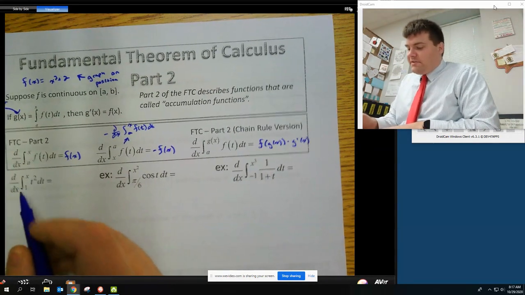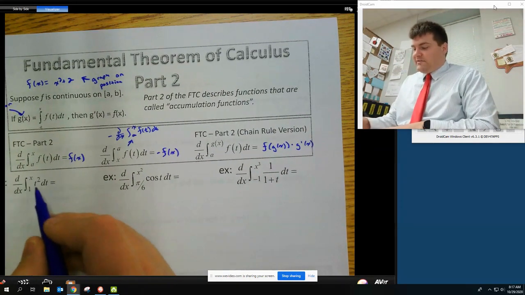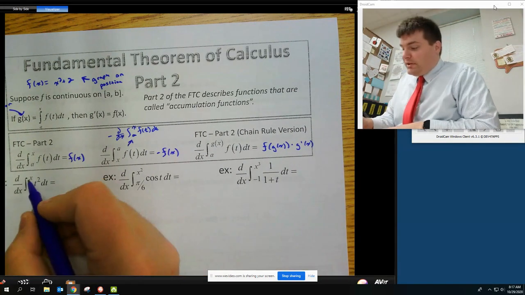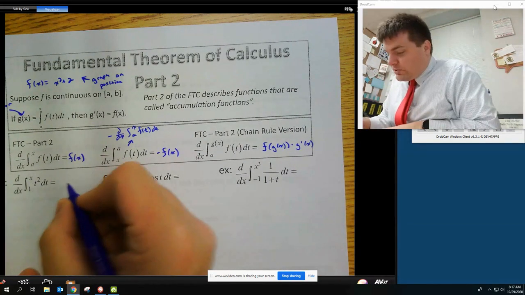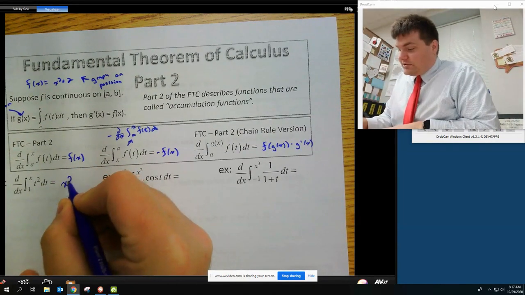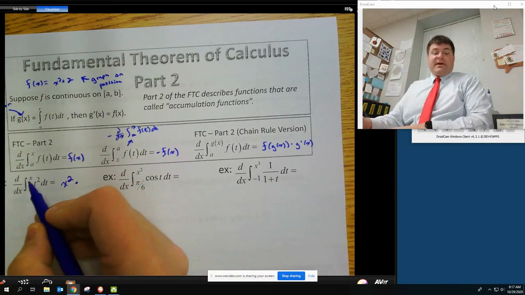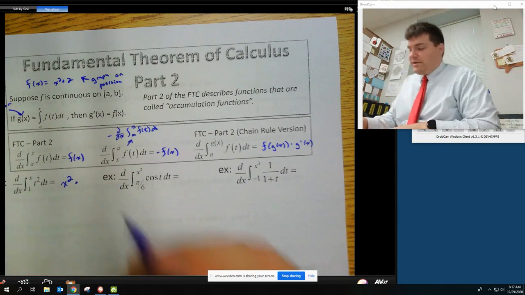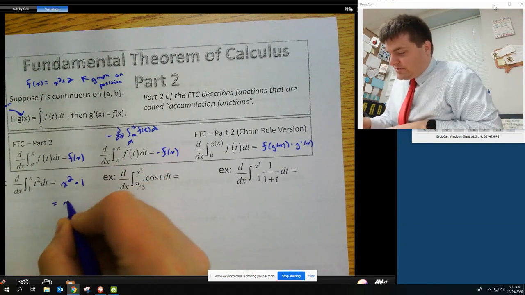So the derivative of this integral from 1 to x of t squared, what we're going to do is plug the x into the t squared. So instead of t, it becomes x. So it's going to be x squared times, what's the derivative of x? It's just 1. So this is just equal to x squared.